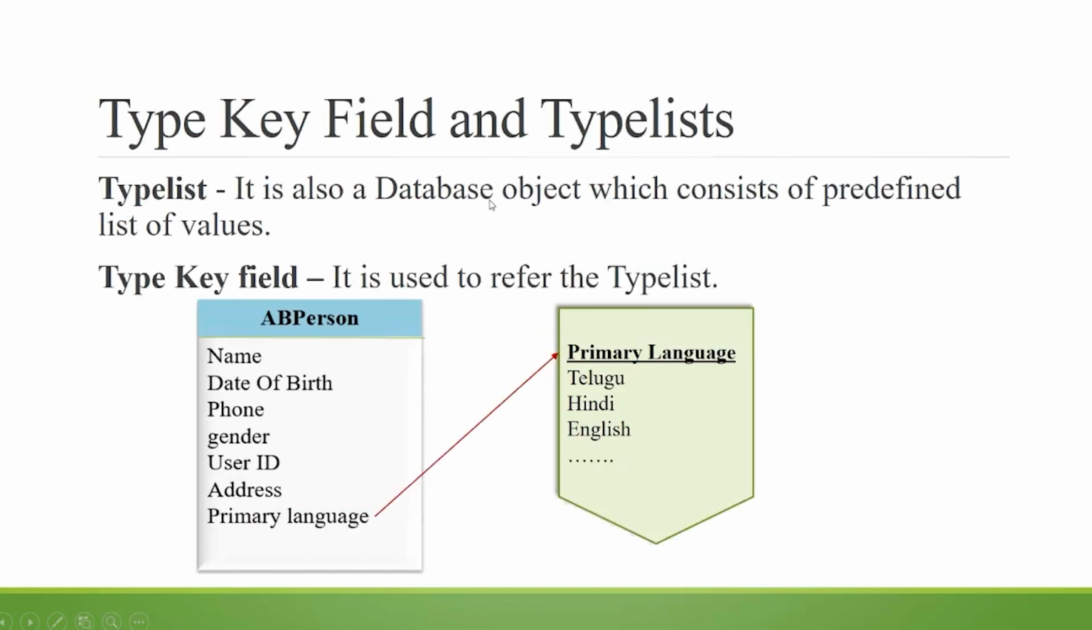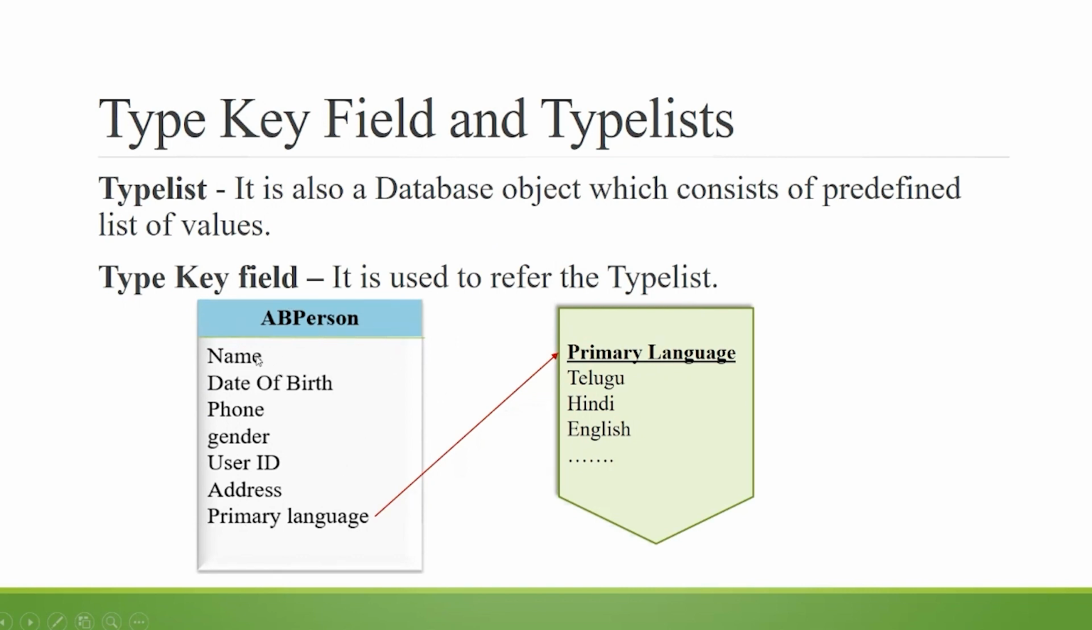Now coming to type key. For knowing the type key, we need to know type list. The type list is also a database object which consists of a predefined list of values. Here we have an example, primary language. This is the type list containing Telugu, Hindi, English and a number of other primary languages. These are the predefined list of values. Now the type key field is what we use to refer to the type list. Here we refer to primary language as a type key in the AB person. We use these kinds of type keys in drop down cases.